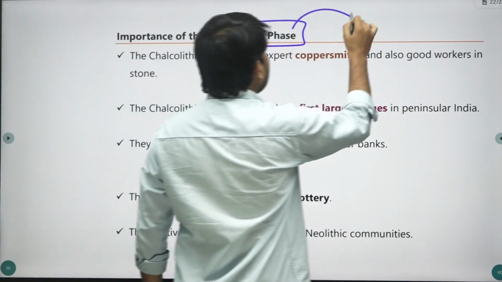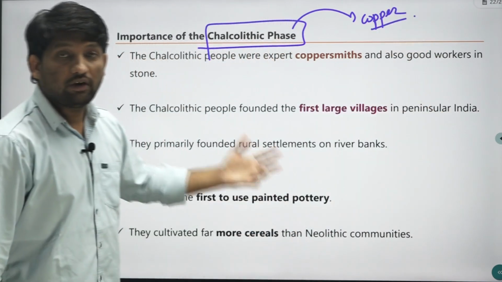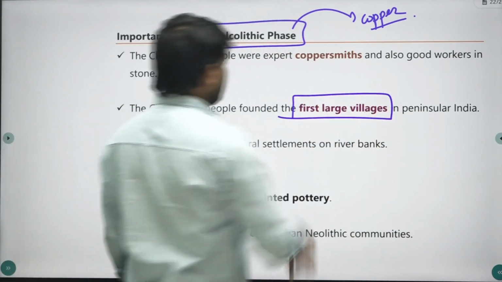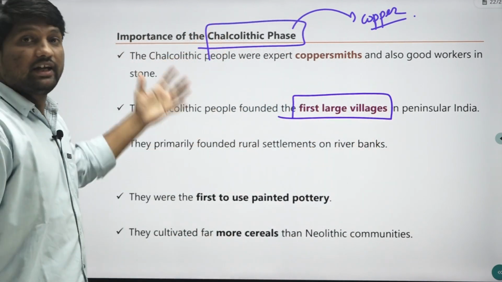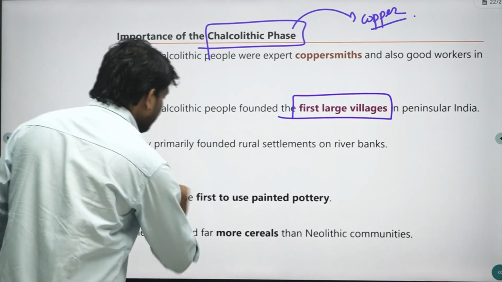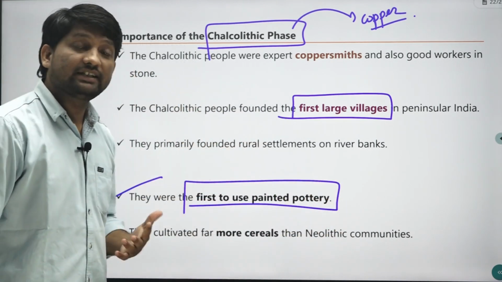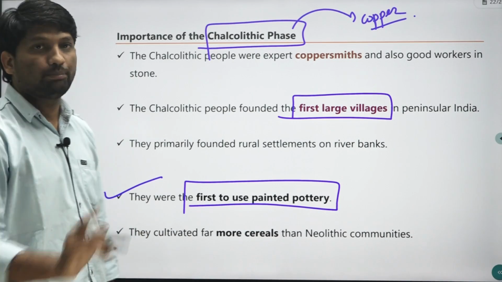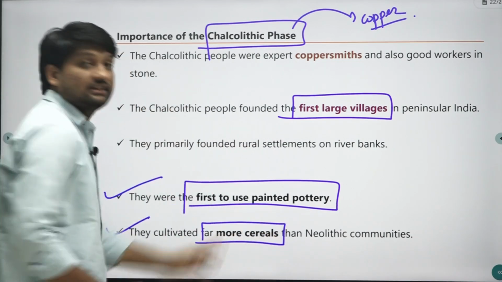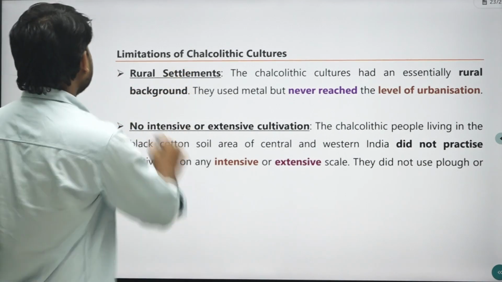So what is the importance of this Chalcolithic phase? This was the first time we used the first metal, that is copper. We also consider Chalcolithic sites as the foundation of the first large villages. Even though we started making pottery during the Neolithic phase, this time we used painted pottery for the first time. We started agriculture during the Neolithic culture, but during this time they cultivated more cereals than the Neolithic community.